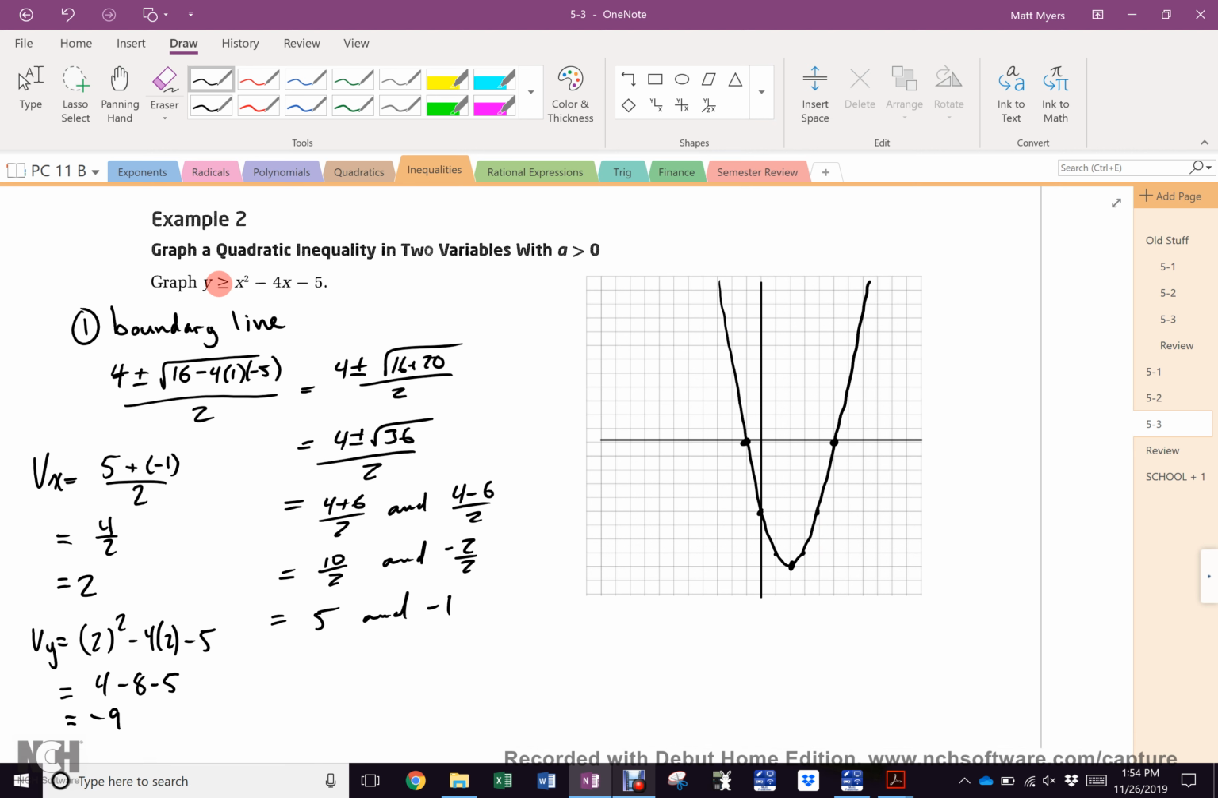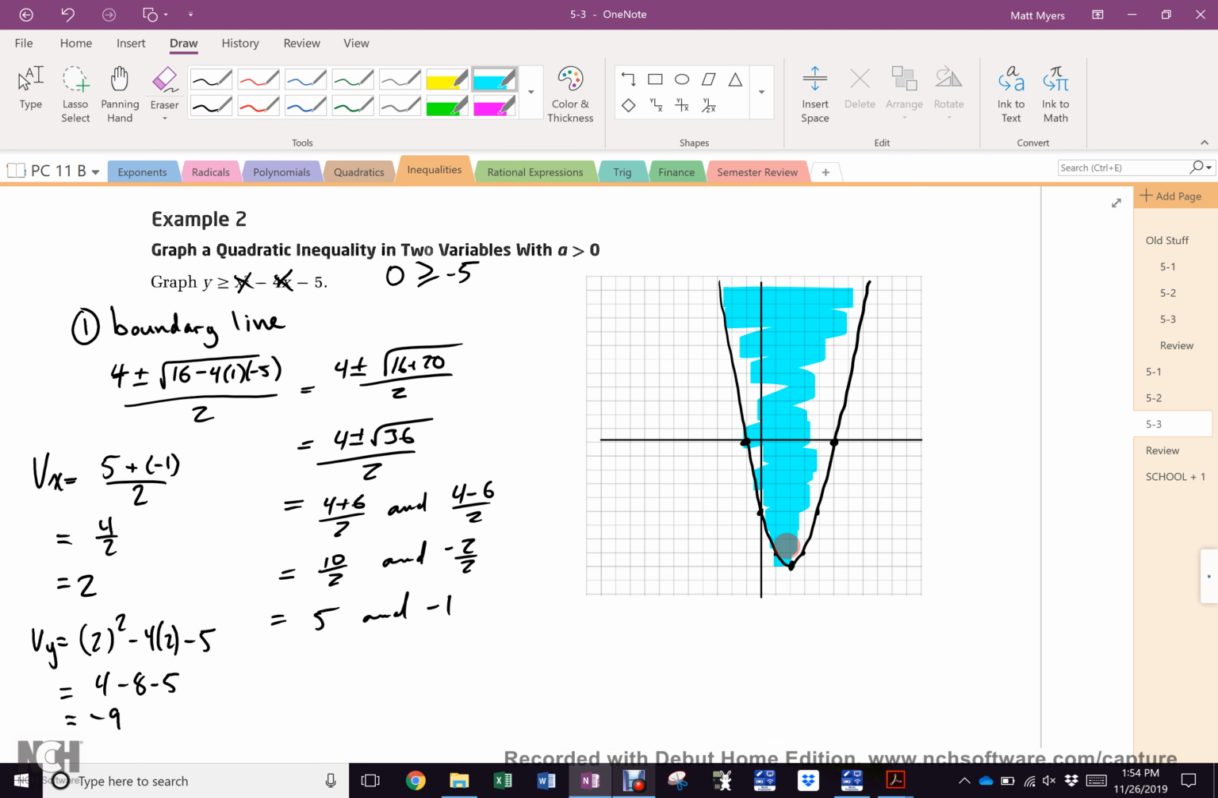Easiest checkpoint? 0, 0, so the x's drop out. Is 0 greater than or equal to negative 5? So we are good to go. Right? Easy peasy lemon squeezy. Right, Manroop?